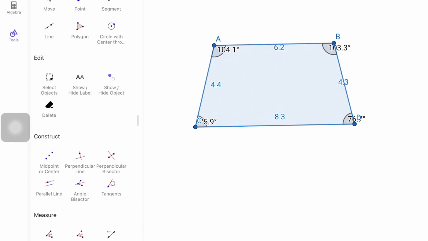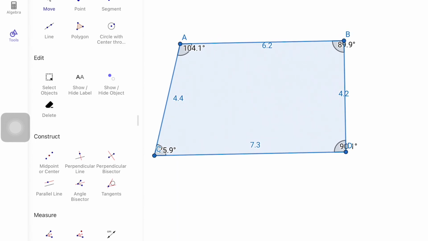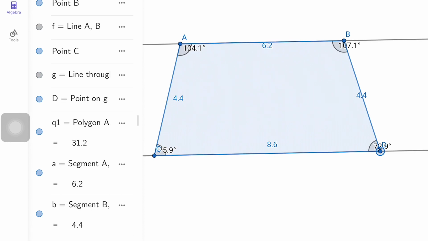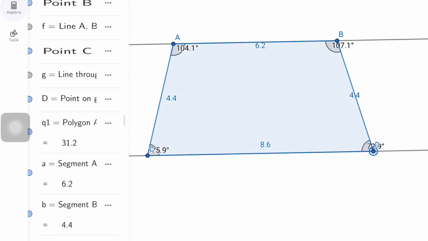Go up to the very first tool. It's called the Move tool. And you're going to slide it over to see if you can make it a 90-degree angle. So to answer the question, can a trapezoid have a right angle or a 90-degree angle? The answer is yes, but it doesn't have to. The only thing it has to have is 2 parallel lines, or 1 set of parallel lines.